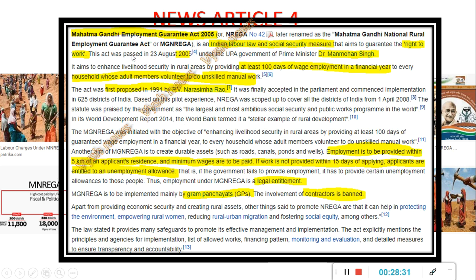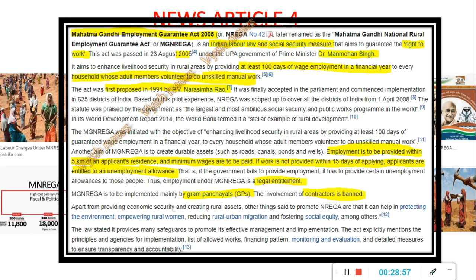So MGNREGA, as I told, is a very old act, meaning it has been there 10, 15, 20 years. In 2005, the UPA government under Manmohan Singh brought this one. But the idea was long back. The idea was by Narasimha Rao, if you know, he brought the Panchayat and municipality and all. So in 1991 itself, he proposed it. But you know, in India, if somebody proposes, it takes years and years to come. Only when elections come or something, someone will do something. So now it has come in 2005 and it's one of the best schemes in India.